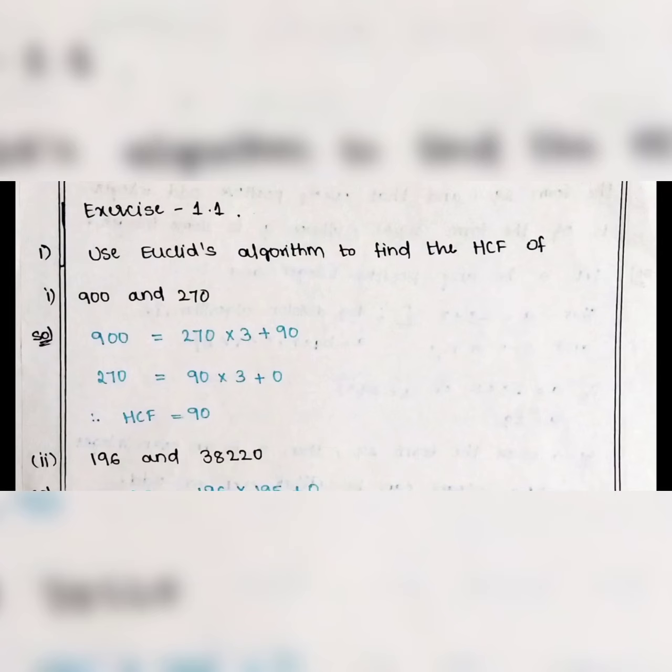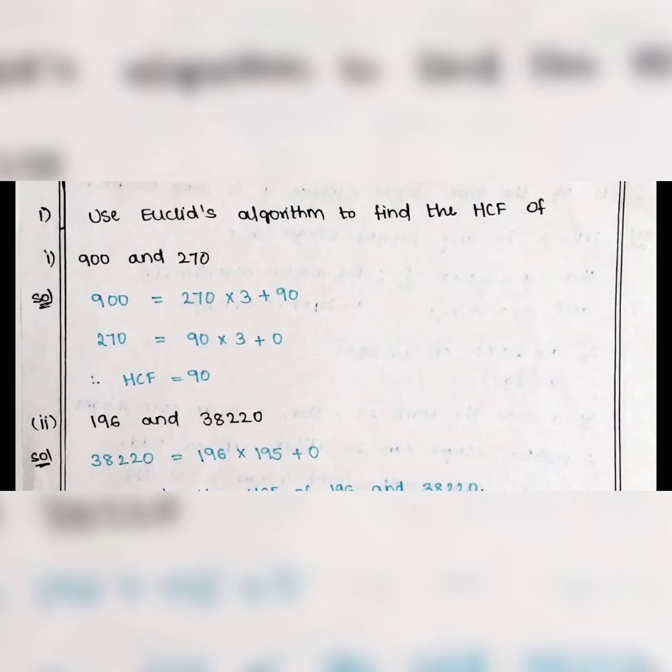How to find that: 900 can be expressed as 270 into 3 plus 90, and 270 can be written as 90 into 3 plus 0. At this point we have 0 as the remainder, so we need to do this process until we get the remainder 0. The division algorithm is dividend equals divisor into quotient plus remainder. So we are following the same procedure. So HCF will be 90.